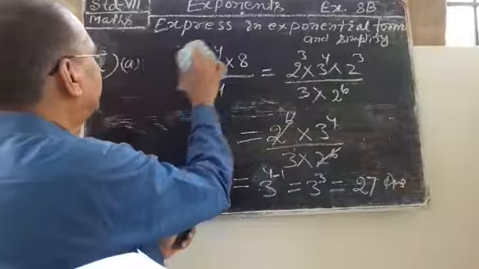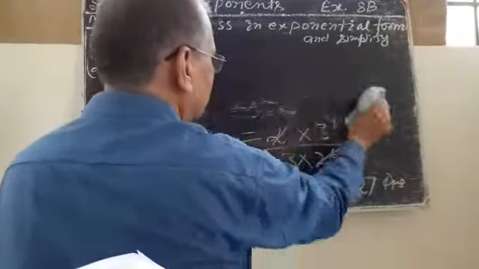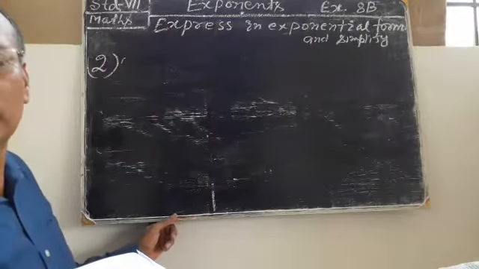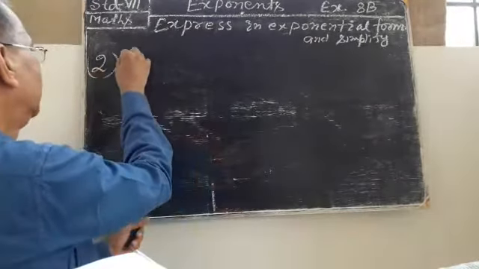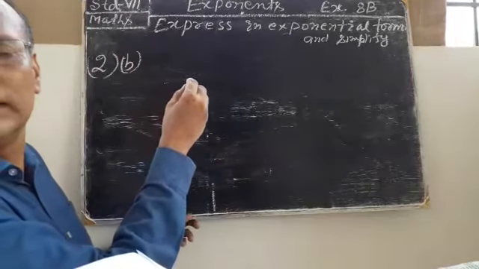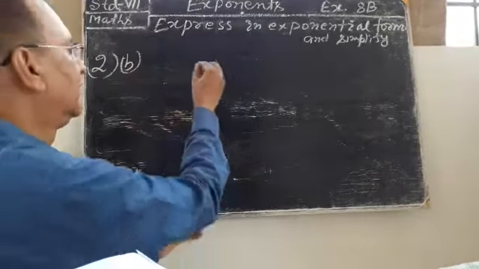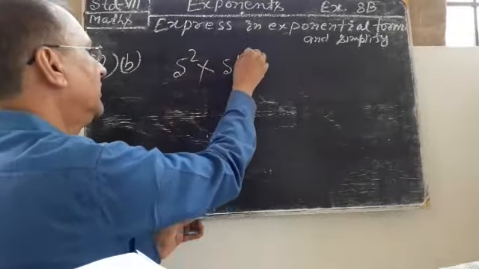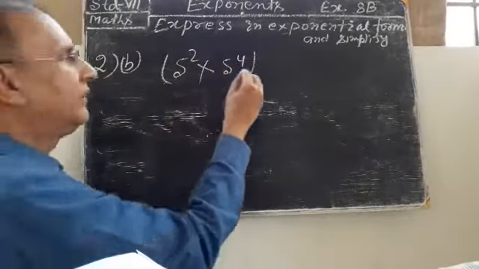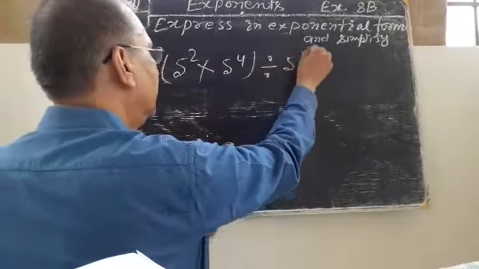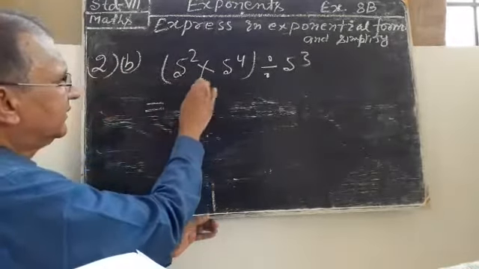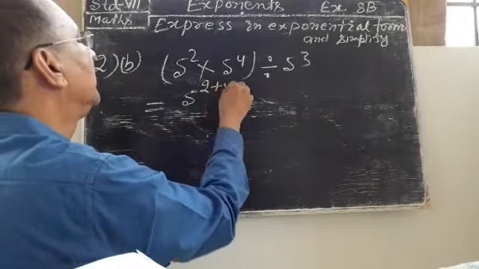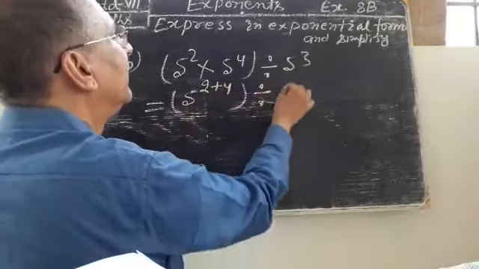Now the second one is question number 2B. This one is 5 power 2 multiplied by 5 power 4 divided by 5 power 3. In the first case, the power will be added. So this will be 5 power 2 plus 4. Then it will be divided by 5 power 3.